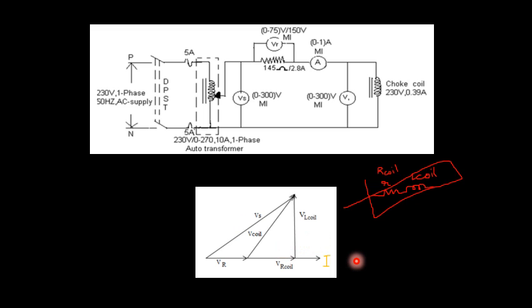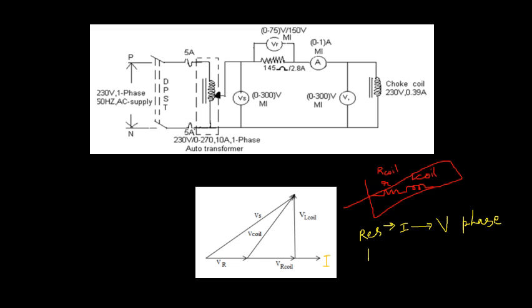Let me explain how you will draw this vector diagram. We have considered the reference axis as I. As I already know, for a pure resistor, the current I and the voltage V are in phase with each other. Please note that this is the voltage V, and this is in terms of a pure resistance circuit.